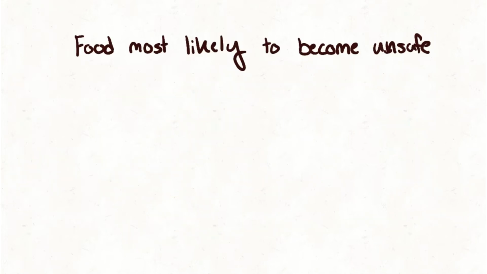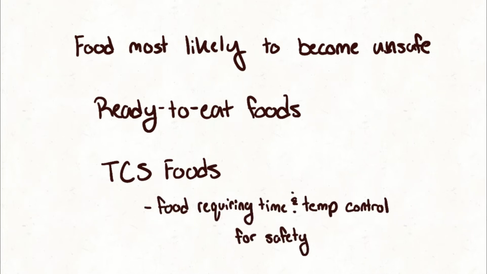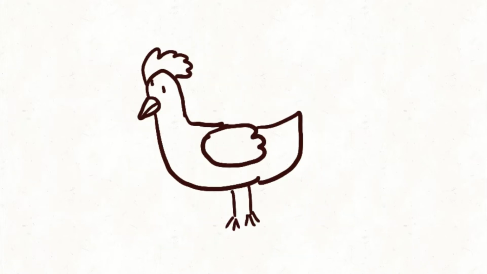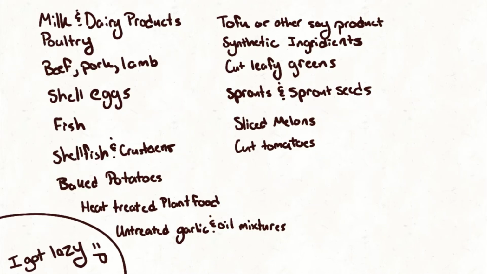There are foods that are most likely to become unsafe. These would be ready-to-eat foods and TCS foods, foods requiring time and temperature control for safety. Some of these foods would be milk and dairy products, poultry, beef, pork, lamb, shell eggs, except those that have been treated to eliminate non-typical salmonella, fish, shellfish and crustaceans, baked potatoes, heat-treated plant food, such as cooked rice, beans, and vegetables, untreated garlic and oil mixtures, tofu and other soy protein, synthetic ingredients like textured soy protein, cut leafy greens, sprouts and sprout seeds, sliced melons, and cut tomatoes.